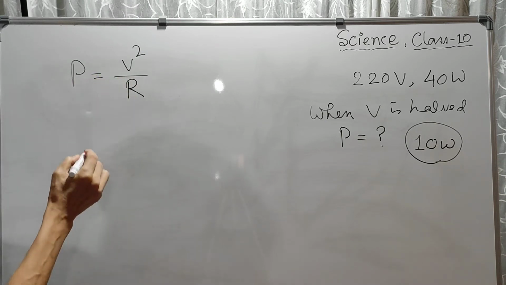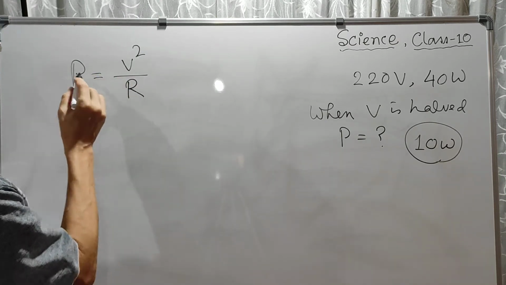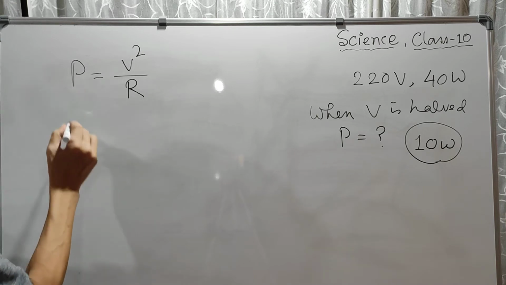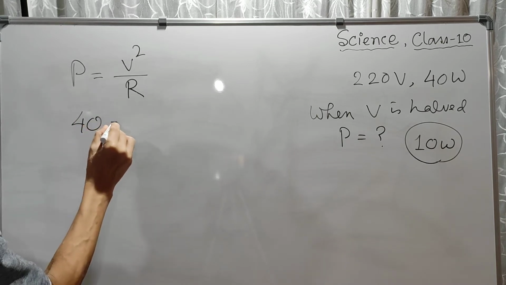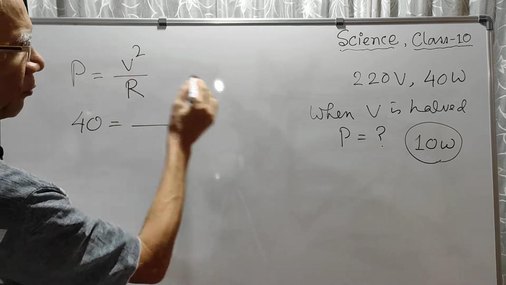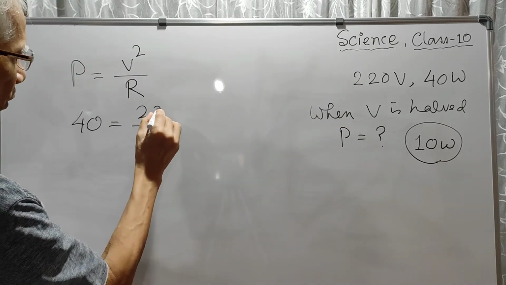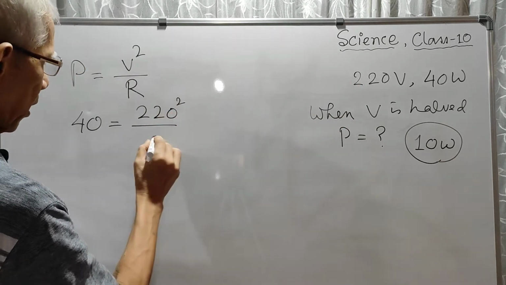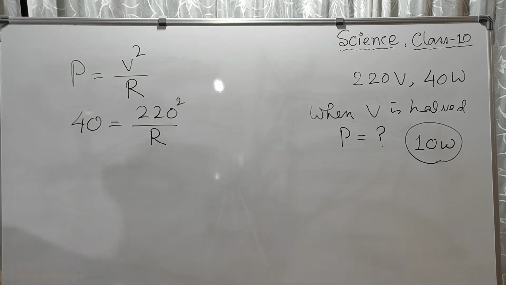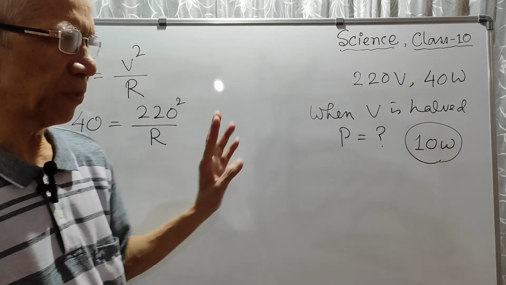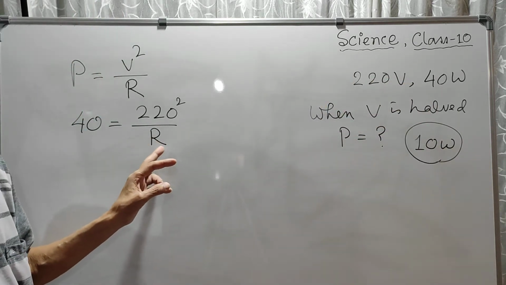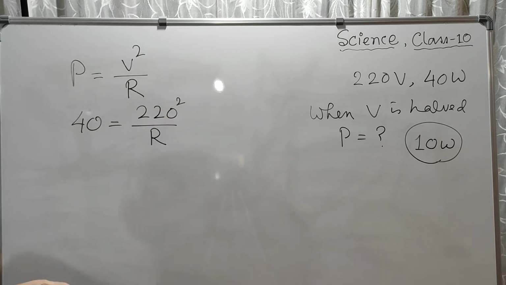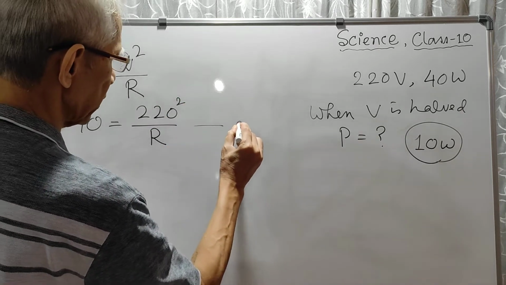Now P equal to V square by R. So now this P is 40. Now V is what? 220. So 220 square by R. R is the resistance of the bulb. We do not know the resistance, so we keep it as R. Resistance is a permanent quality of the device. So this, suppose we call it number 1.